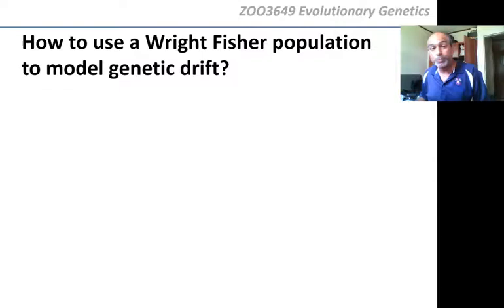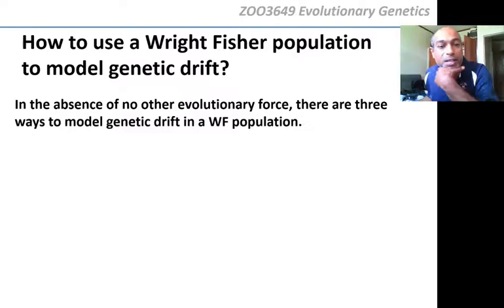Okay, so how do we use it to model drift? And you know this already. In the absence of any other force, there are three ways to model genetic drift. Okay, and if you see this question in a test or an exam, please don't just memorize this, because you probably might not even get half the marks if you memorize. I want details, okay? If I ask you a question worth 10 marks, I want details.